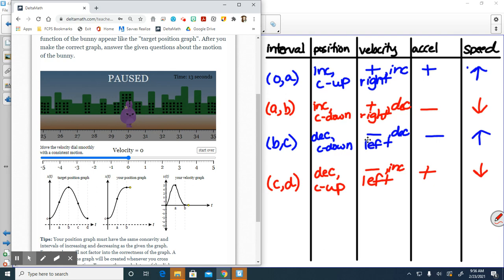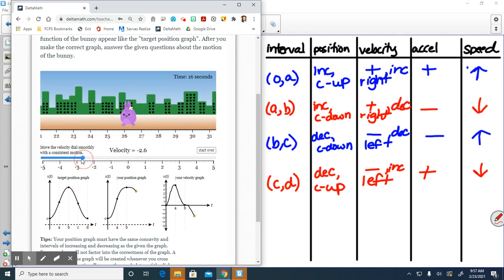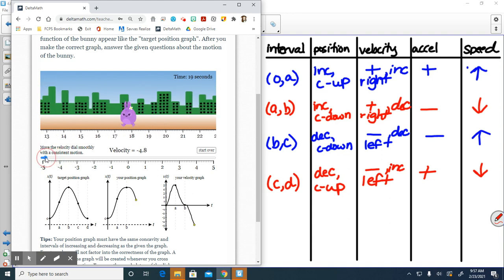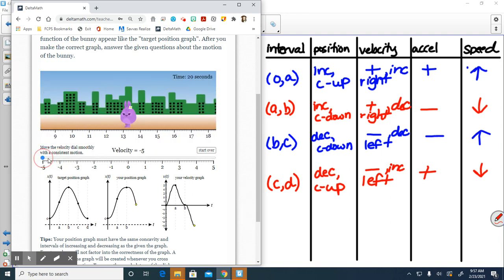And then now negative and decreasing, and then I'm going to have to go negative and increasing. So negative, decreasing, make these velocity numbers get smaller. And then negative and increasing, and let's go back to 0.